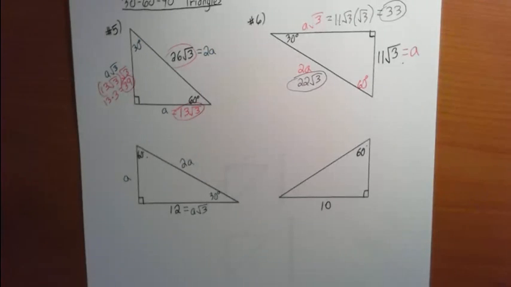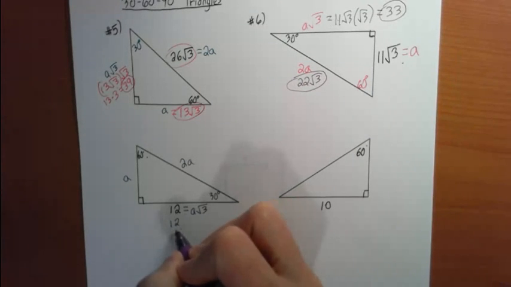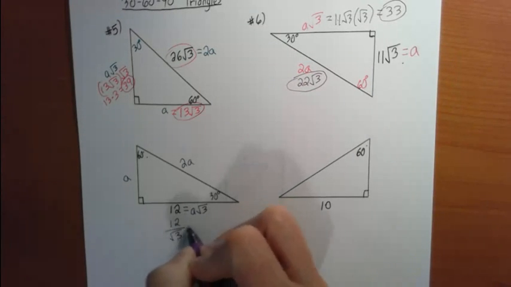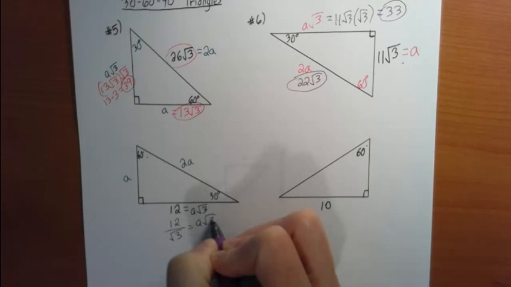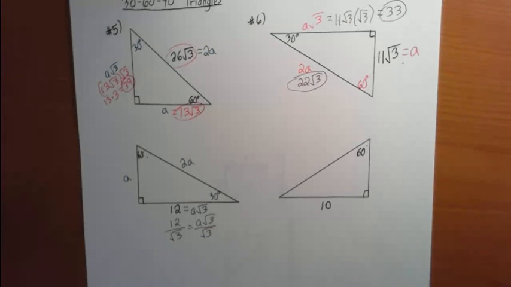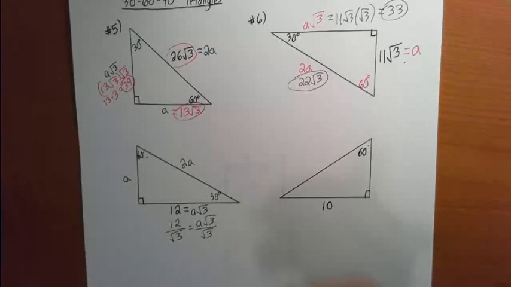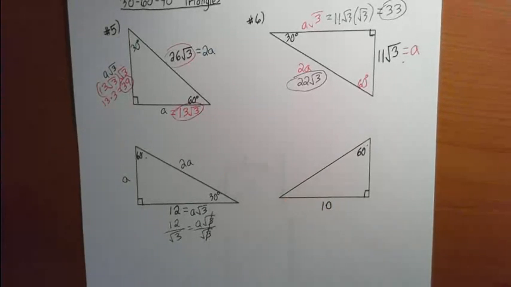So if I know that I have at the bottom here 12 is equal to a root 3, in order to get a by itself, I have to divide by root 3. So I would do 12 over root 3, and then a root 3 over root 3. So you can see right there that we have root 3s we can divide out. So our answer for a is 12 over root 3.